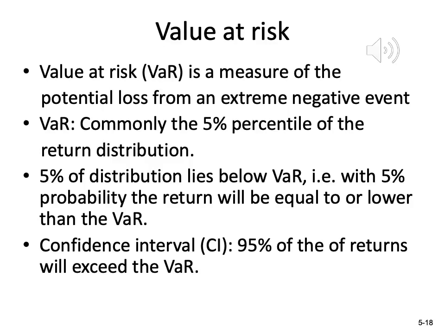Most people are very concerned with the left tail of the normal distribution, which is the extreme negative event. How to measure this extreme negative event? Most people will use value at risk. Value at risk assumes the return distribution follows a normal distribution, and commonly we use the 5th percentile of the return distribution. It means with 5% probability, the return will be equal or lower than the VAR, which means 95% of the returns will exceed the VAR.